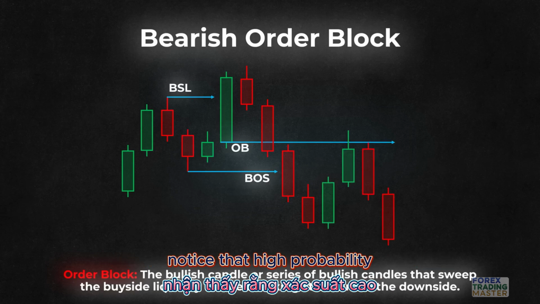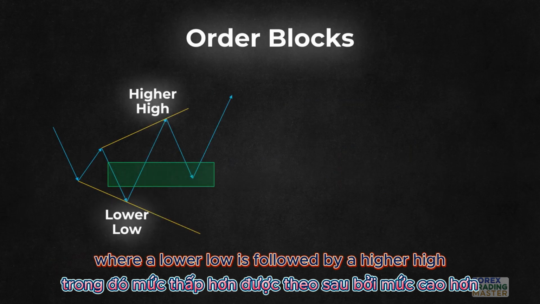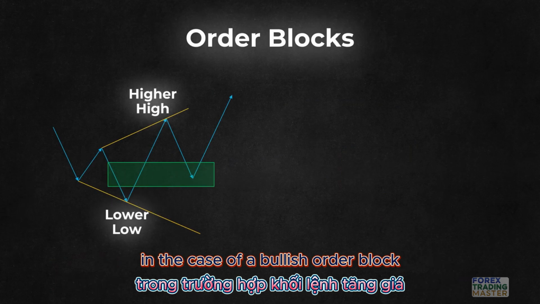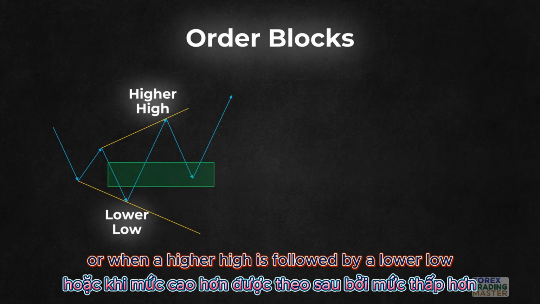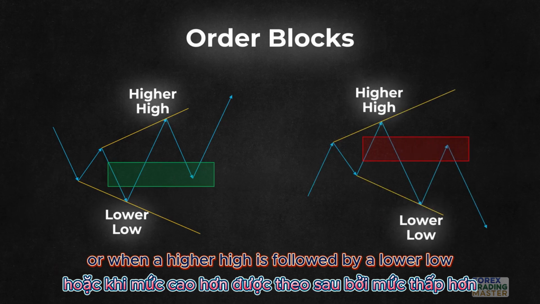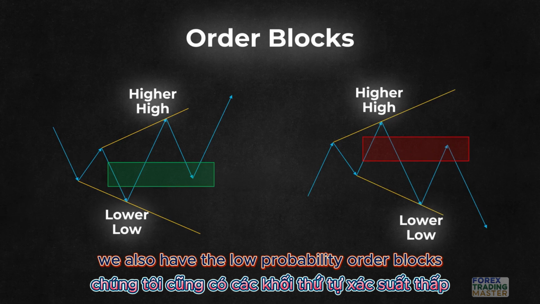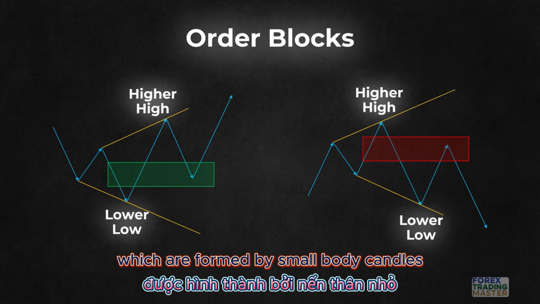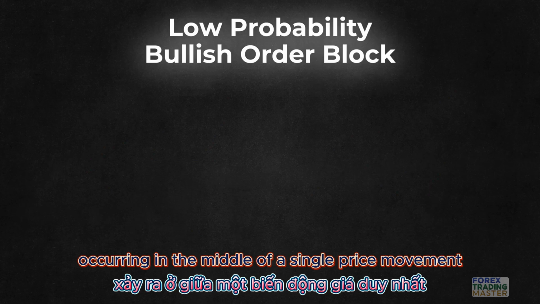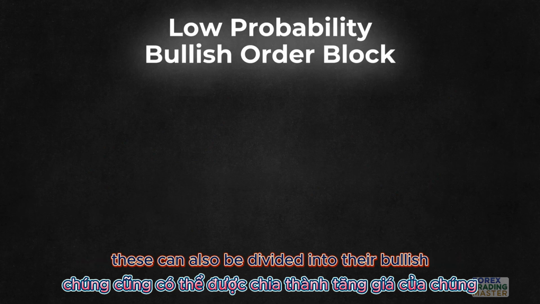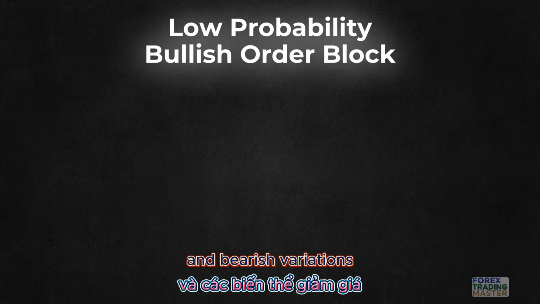Notice that high probability order blocks come from simple expanding pivot formations, where a lower low is followed by a higher high, in the case of a bullish order block, or when a higher high is followed by a lower low, in the case of a bearish order block. We also have the low probability order blocks, which are formed by small body candles with more prominent shadows, occurring in the middle of a single price movement. These can also be divided into their bullish and bearish variations.